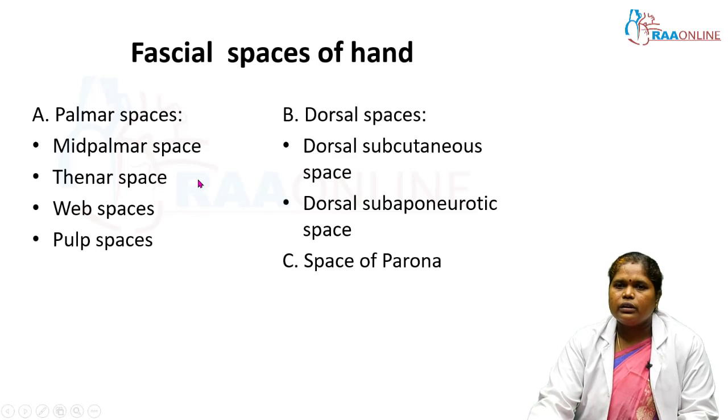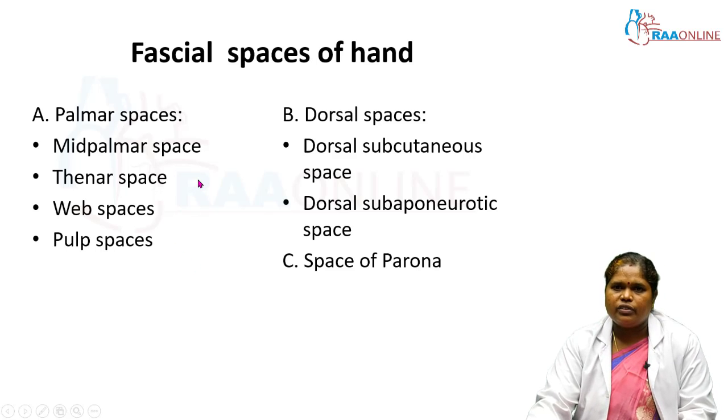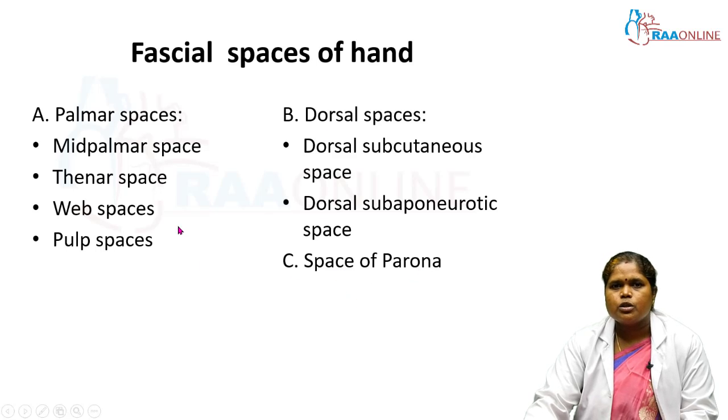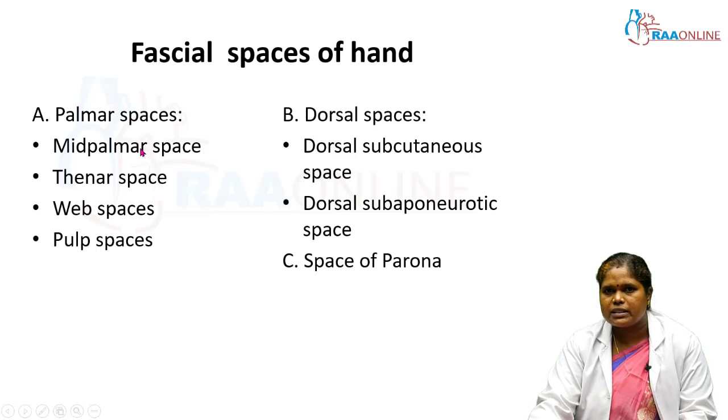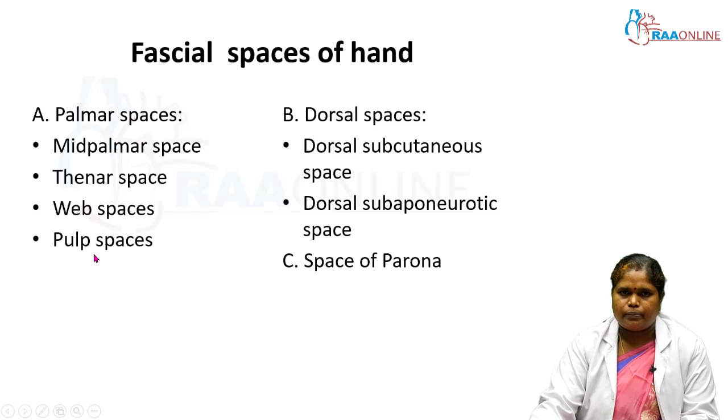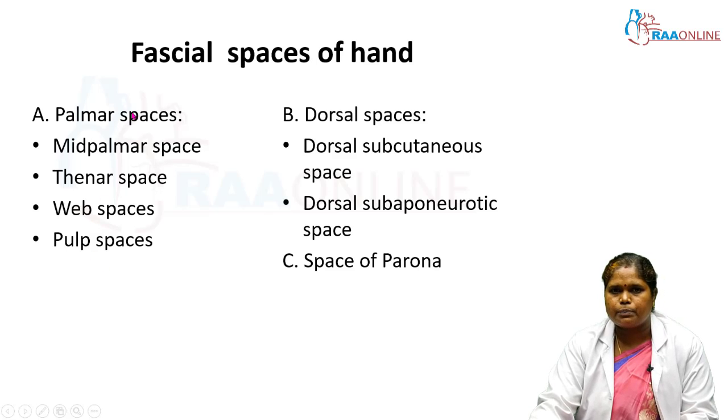Now, these are all the various fascial spaces of the hand. We can classify them into palmar spaces, dorsal spaces and the forearm space of Parona. In the palmar aspect, we have, as you have already seen, the mid-palmar space. The palmar spaces are classified into mid-palmar space, thenar space, web space and pulp space. These four are palmar spaces.